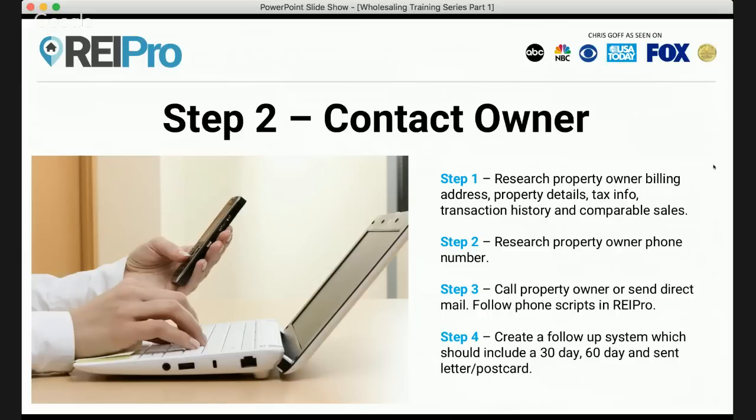And then last but not least, if you can't get a hold of the owner, either by phone or you don't get a response by direct mail, create a follow-up system and follow up with those people. I'm here to tell you, even if you only do one more deal a year because you followed up, it was well worth it. And that's really the key.